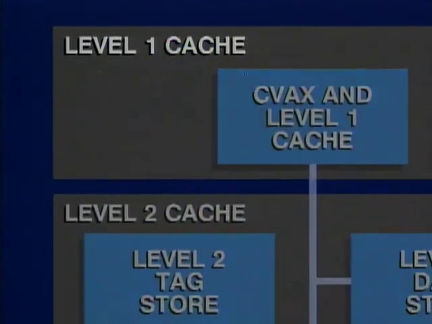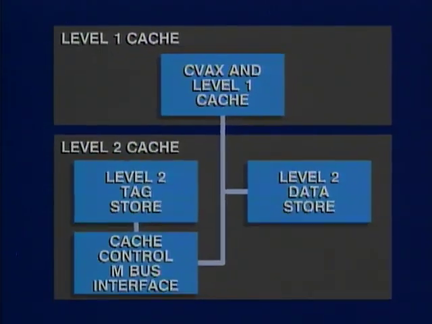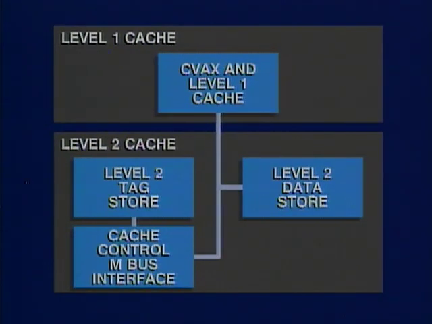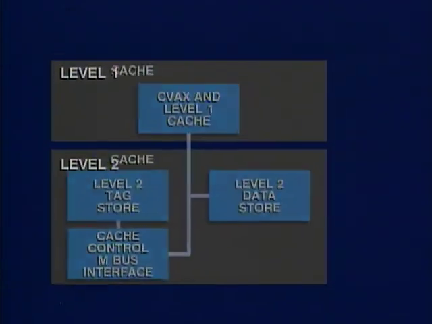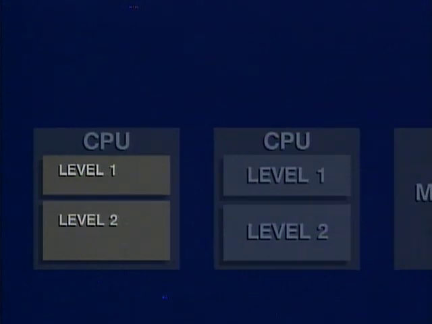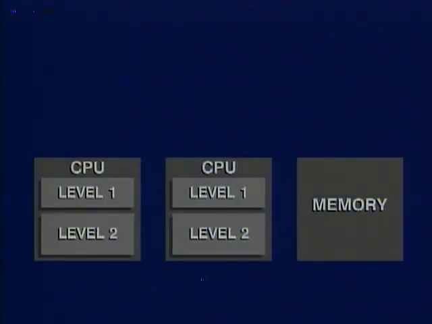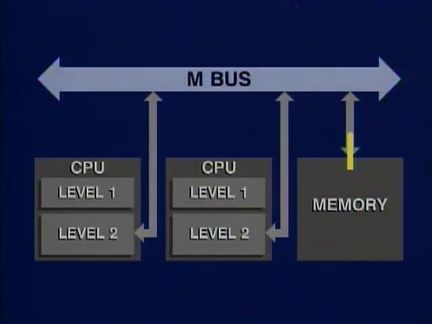Internal CVAX error checking verifies data and signals parity errors on the Level 1 cache. The Level 2 cache is the external Snoopy cache. Each VAXstation 3520-3540 Snoopy cache services its attached CVAX processor and monitors the system M-Bus to provide other caches with the contents of memory locations it has cached.